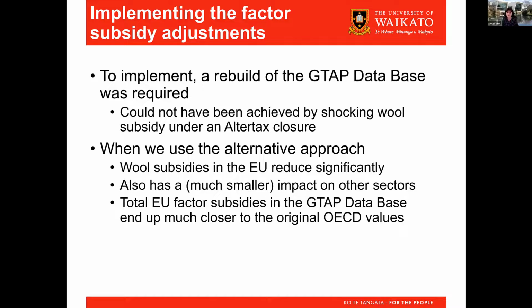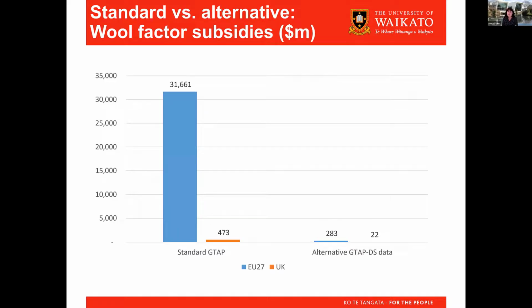When we use the alternative approach, the wool subsidies in the EU reduce significantly. It also has an impact on other sectors, although a much smaller impact. The overall impact is that total EU subsidies in the GTAP database end up much closer to the original OECD values.